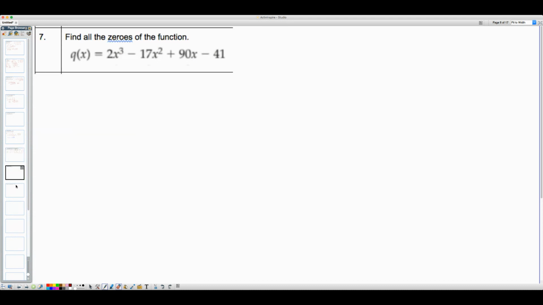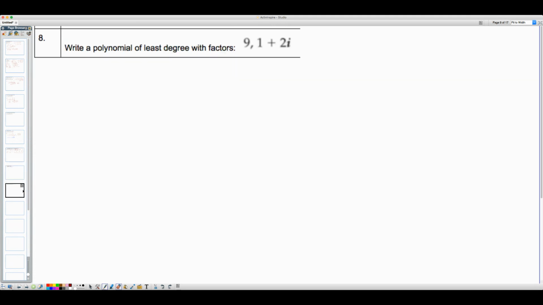Find all the zeros of the function. Oh my goodness. Well, do you know what I'm going to do? I'm going to graph this on Desmos and see what they are. And then I'll actually work through it if I need to using synthetic division. But that's how I'm going to solve it. And I'll let you do it.